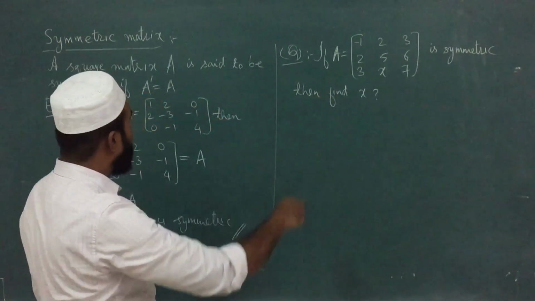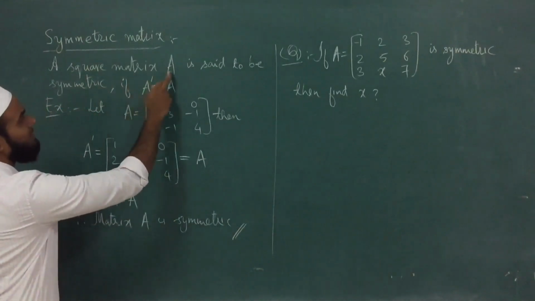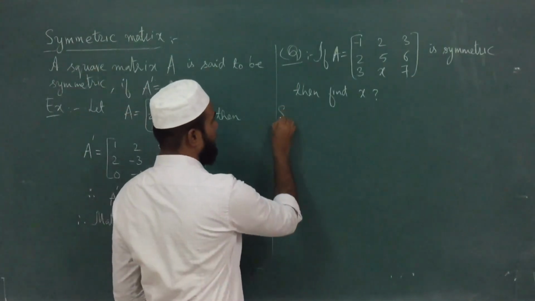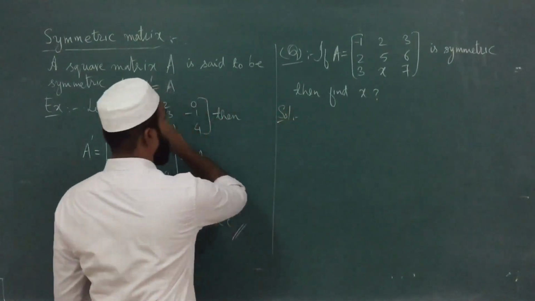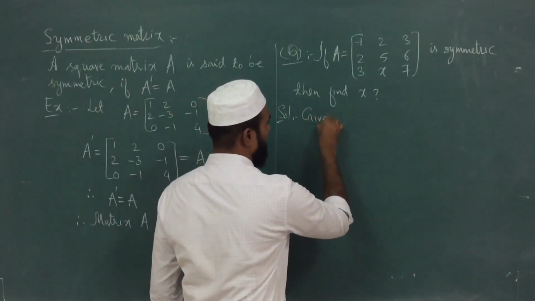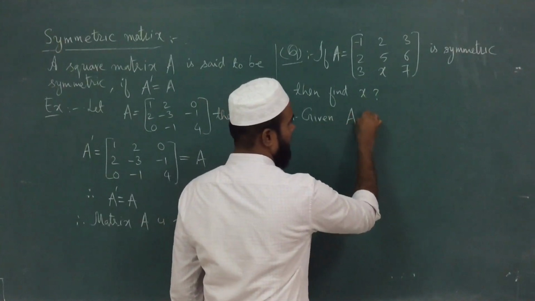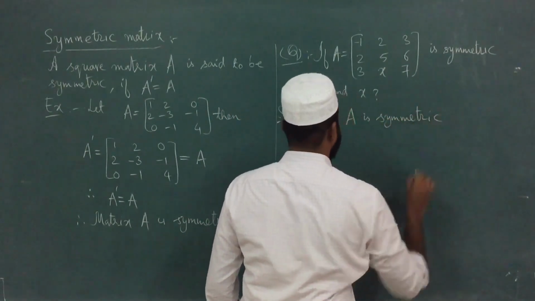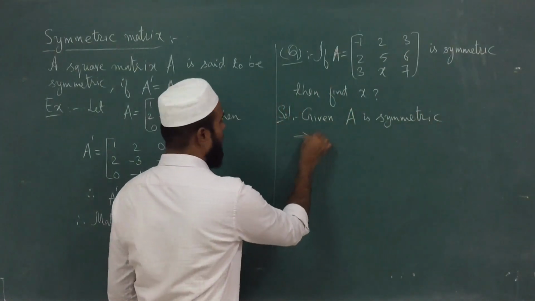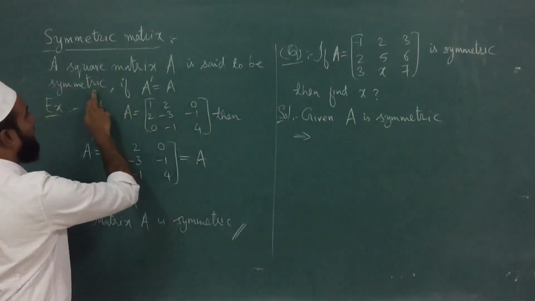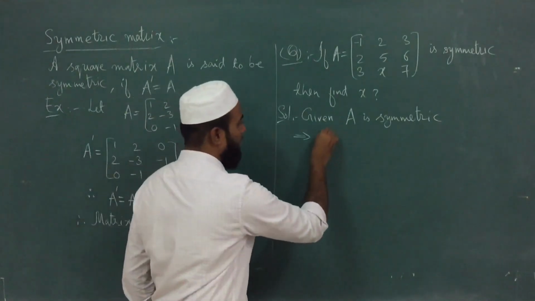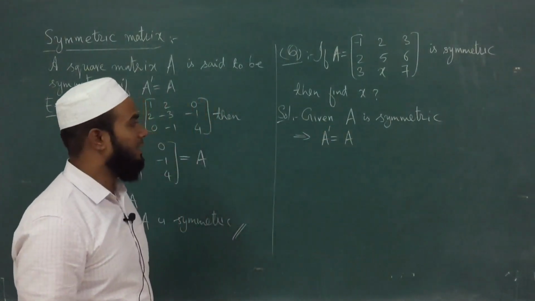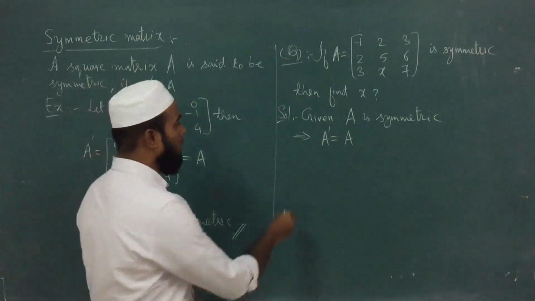So matrix A is given to be symmetric. We know that the matrix A is said to be symmetric if A transpose equals A, right? Solution. We will use this condition. The matrix A is symmetric. This implies, according to the definition, that A transpose will be equal to the matrix A.